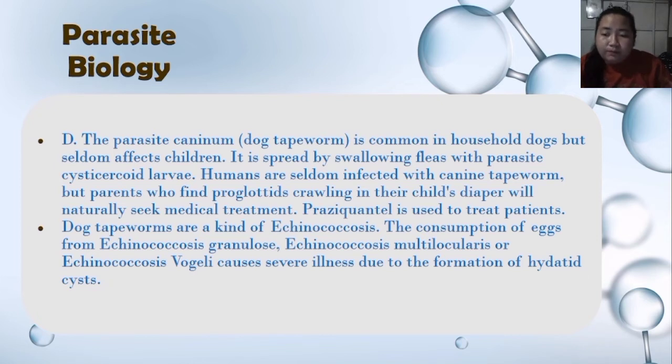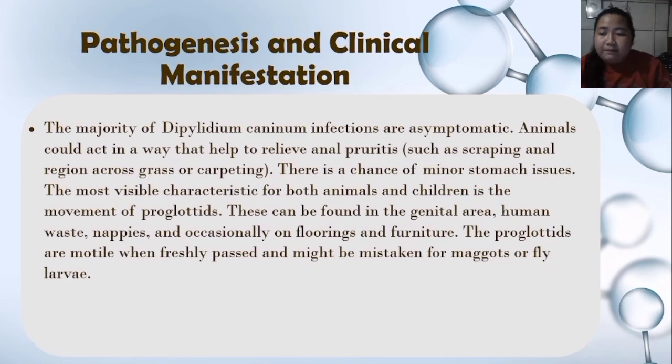Dog tapeworm is a kind of echinococcosis. The consumption of eggs from Echinococcus granulosus, Echinococcus multilocularis, or Echinococcus vogeli causes severe illness due to the formation of hydatid cysts. Pathogenesis and clinical manifestation.